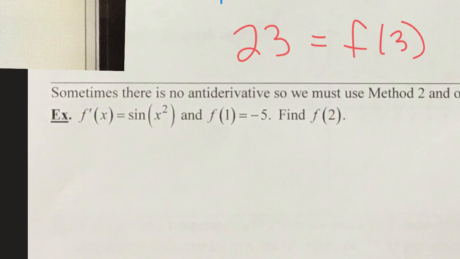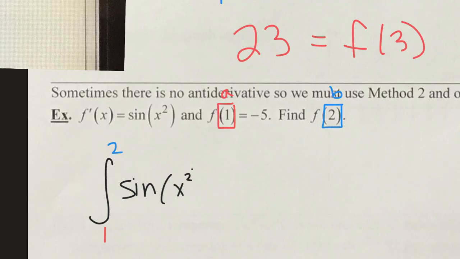Find f of 2. Okay, so this exact question wording is a very big giveaway that we're going to be using the fundamental theorem of calculus. What is your lower bound going to be? 1. Right, 1 is going to be the a value, and 2 is going to be your b value. So when we set this up, we're taking the integral from 1 to 2 of our function, which is sine of x squared dx.